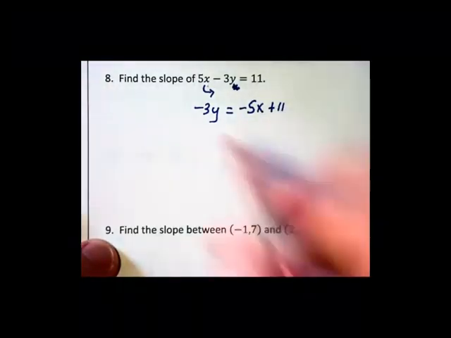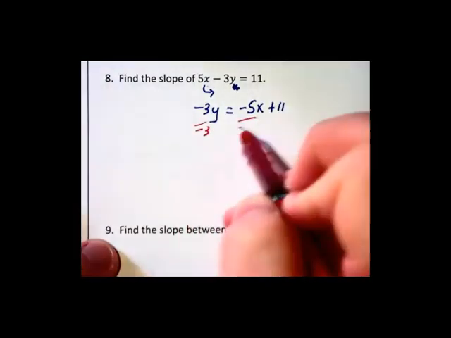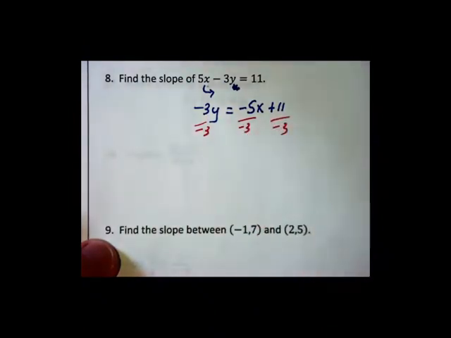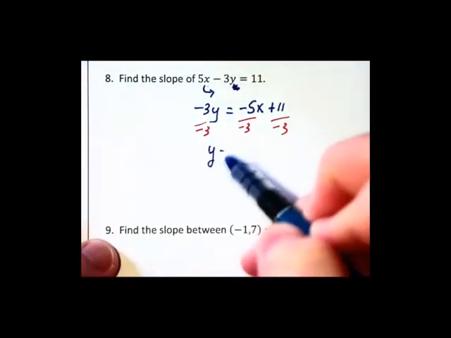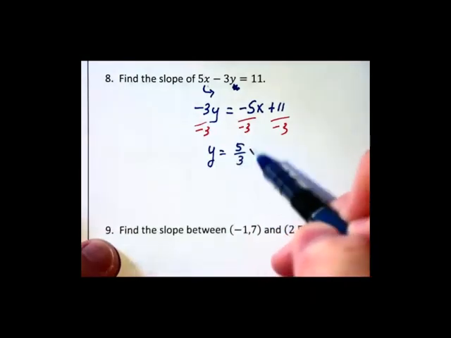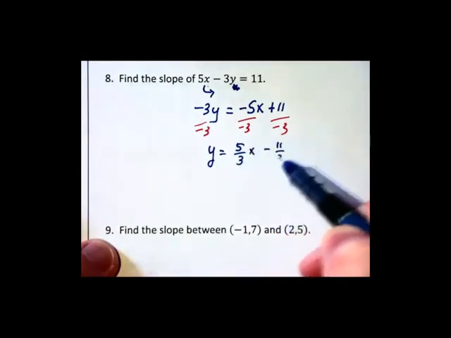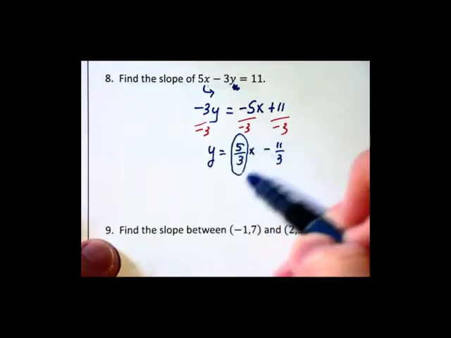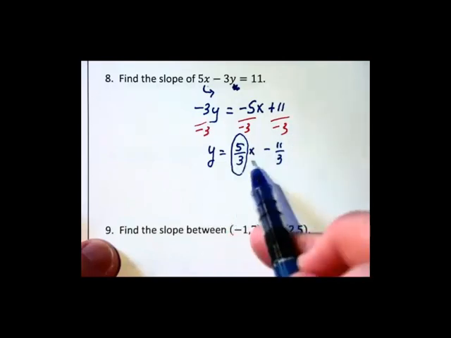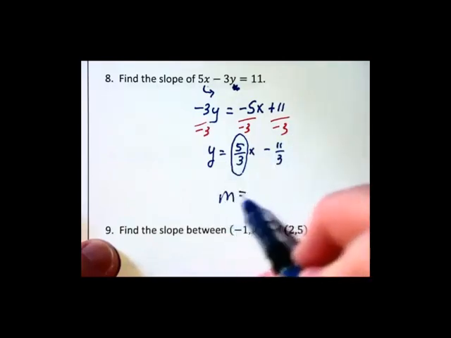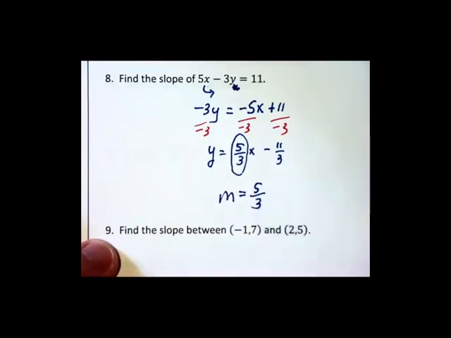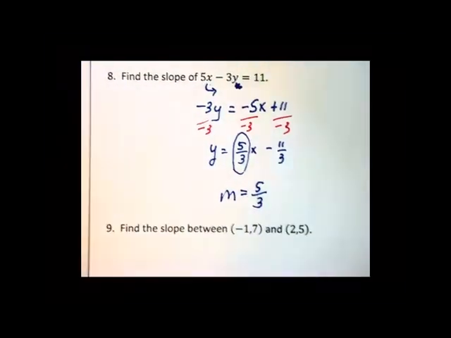Then I'm going to divide through by negative 3, and we're going to have y equals positive 5/3 x minus 11/3. So right there we can see y equals mx plus b. M is equal to 5/3, the slope of the equation.